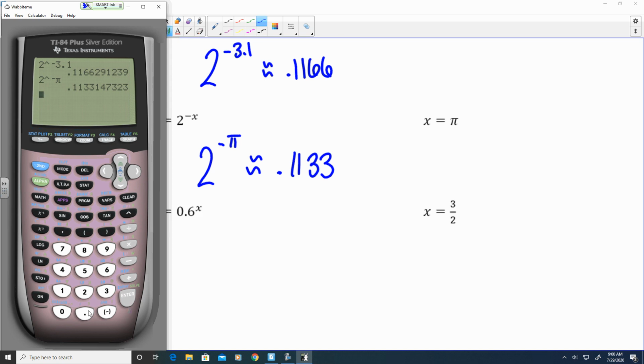And 6/10 to the x, where x is 3/2. I'll type in 1.5. 6/10 raised to the 3/2 is approximately 0.4648 when rounded.